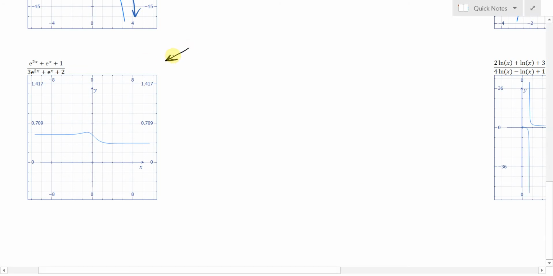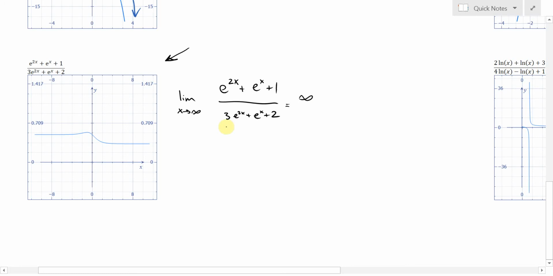We have something like e to the 2x plus e to the x plus 1, divided by 3e to the 2x plus e to the x plus 2. And you look at this, and what do you get? If you actually plug in, let's start with infinity, the limit as x goes to infinity, e to the 2x is going to shoot up to infinity, so is e to the x, so the numerator is going to swell to infinity.